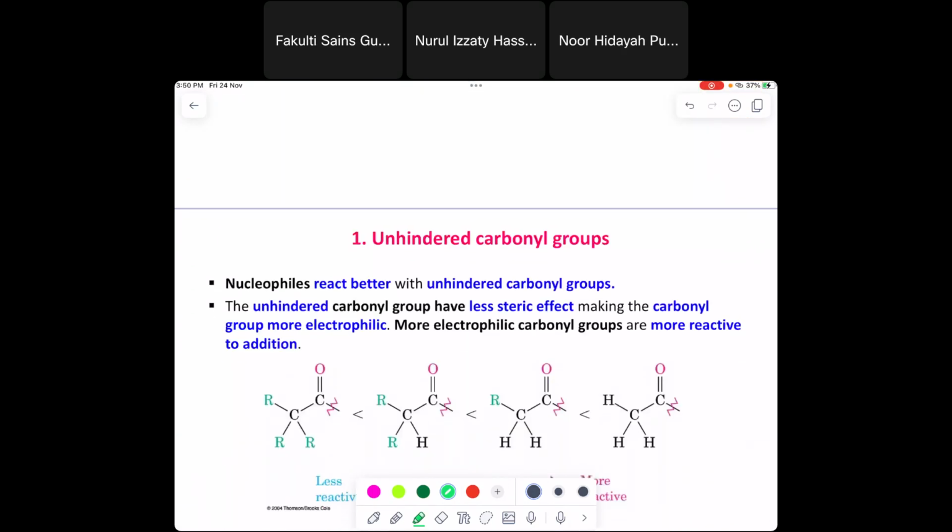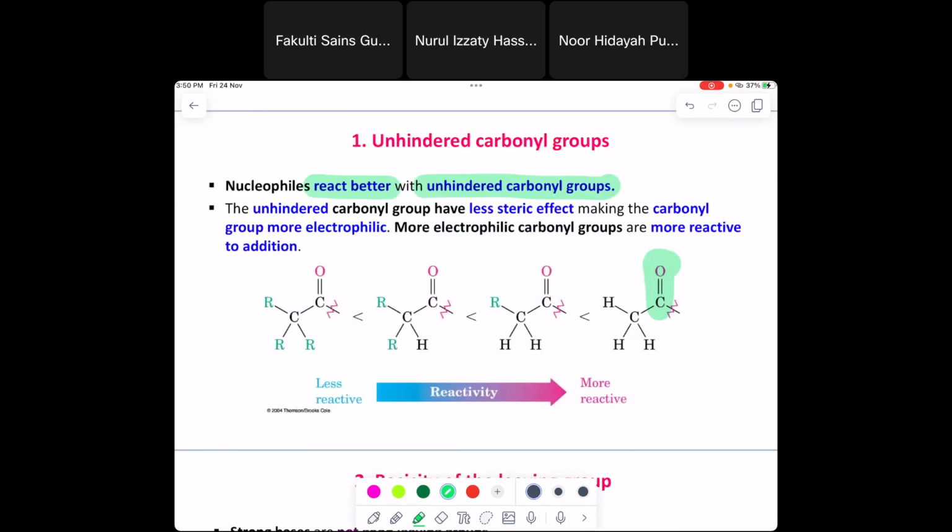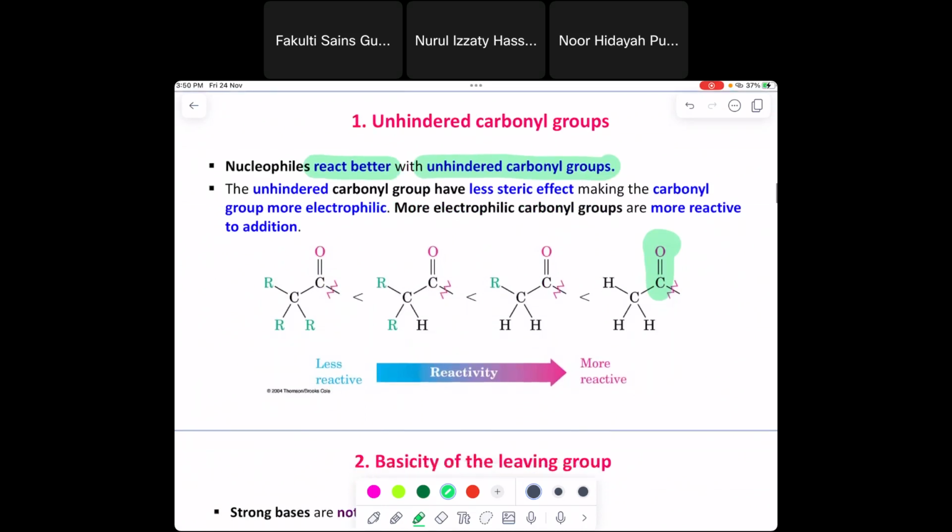But other than that, we also have a few other criteria. A nucleophile will also react better when attacking unhindered carbonyl groups. Of course, if the group is big, it has to compensate for the steric effect and everything. So the more accessible the electrophilic carbonyl group is, the more reactive it is in the first step, which is the addition step. If you have a bulkier group, it will be less reactive than the least hindered carbonyl group for the substitution.